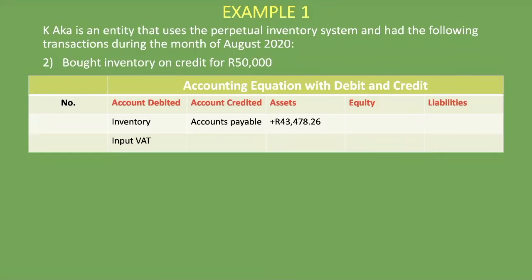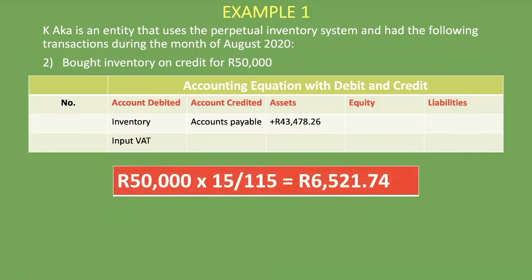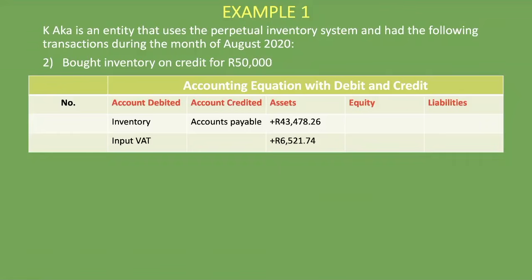Now, what is the second one? Well, we have input VAT, and we're just going to record that one there, which is the 50,000 rand times 15 divided by 115, and gives us an amount of 6,521 rand 74 cents. And like I said before, you could have just taken the 50,000 rand minus this inventory amount of 43,478 rand 26 cents, and it would have given you the same answer, 6,521 rand and 74 cents. And we put that under input VAT. Remember, input VAT is an asset, so we put it under the asset side, and we put it as a positive because our assets are increasing.